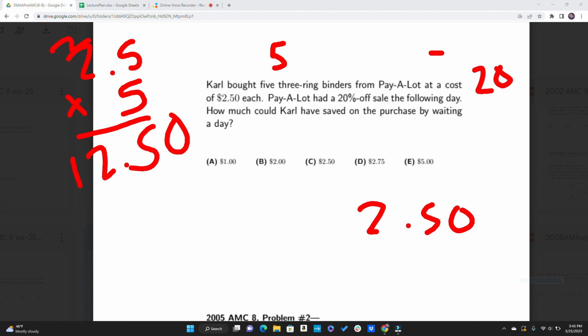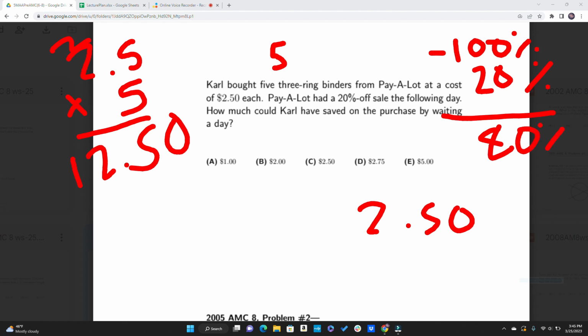20% off of 100%? So originally they cost 100% of their cost, so originally they cost $2.50, and now it's minus 20% of that cost. So we're looking for 80% of the original price. That's how much the binders are going to cost on the sale day. Okay, so we want 80% of $2.50, so we multiply it by 0.8.